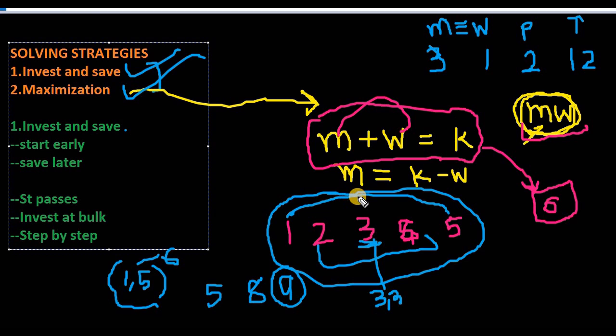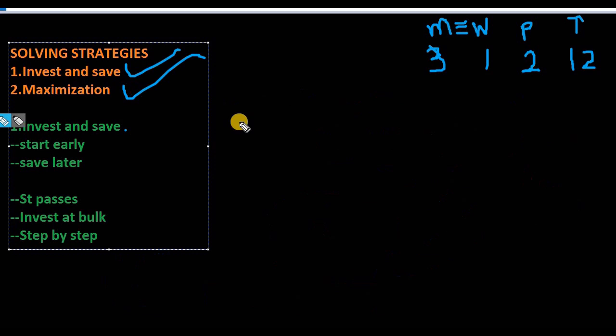So let me go ahead and clear, and we'll see the rest of the strategies. Okay, by now we saw invest and save, and then maximization. We saw why it's important to start investing early and then saving on the later part. So let's go ahead and discuss what these things are and why we need them.